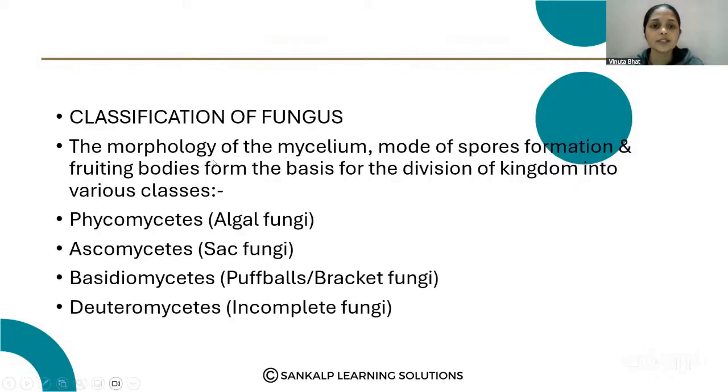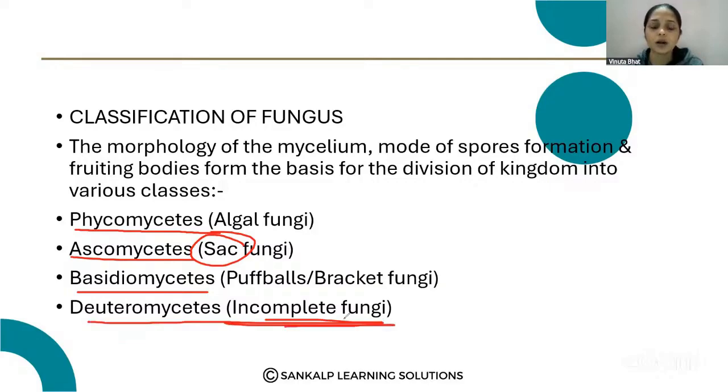Next, classification of the fungi. Fungi are classified into various classes. Phycomycetes, called algal fungi. Ascomycetes, called sac fungi. Basidiomycetes, called puffballs or bracket fungi. Deuteromycetes, the incomplete fungi.